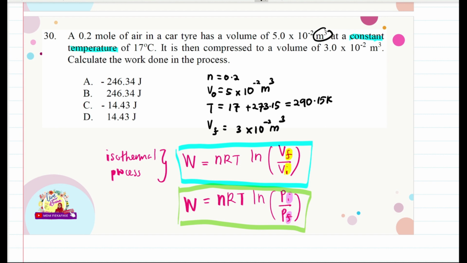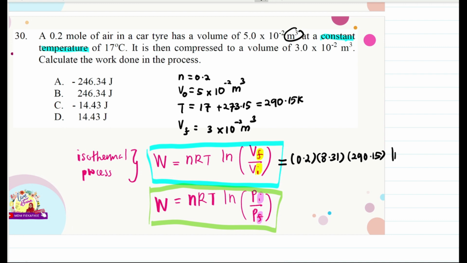So, sekarang kita dah ada volume. So, kita akan pakai equation ini. Therefore, work is equal to n. Soalan dah bagi. R 8.31. Temperature must be in Kelvin. And ln. Okay, V final 3 times 10 power of negative 2 over 5 times 10 power of negative 2. Okay, yang belakang ni you boleh cancel negative 2 ni. Tekan kalkulator elok-elok, awak akan dapat negative 246.34 joule. Okay, so the answer is A.